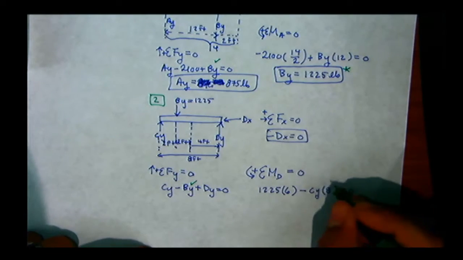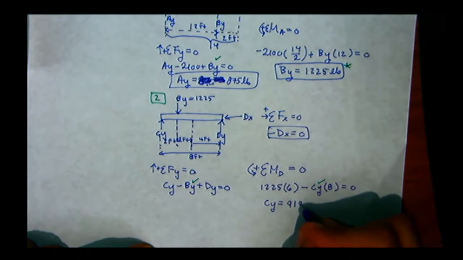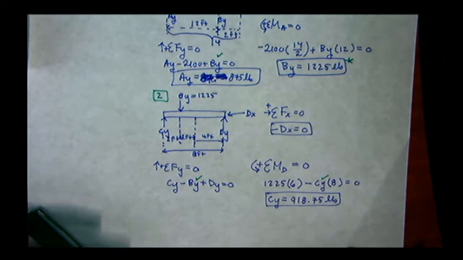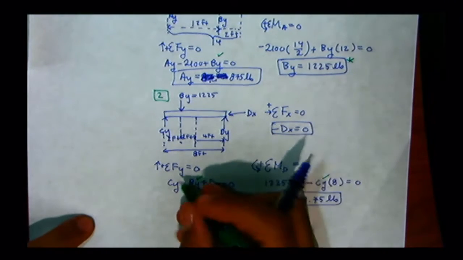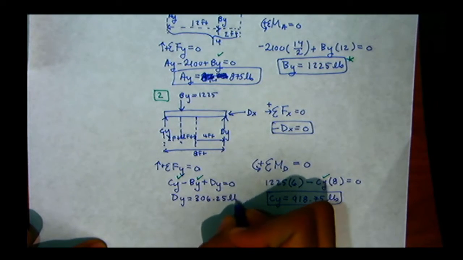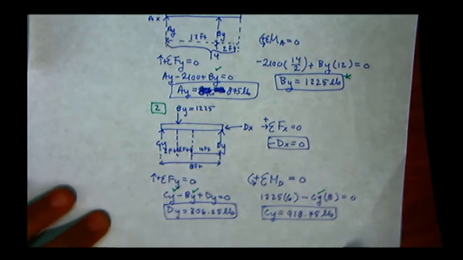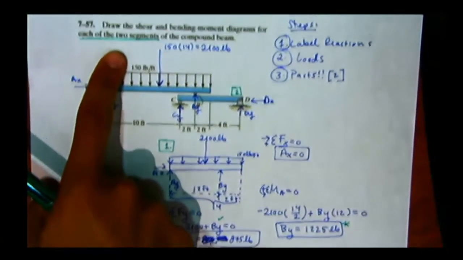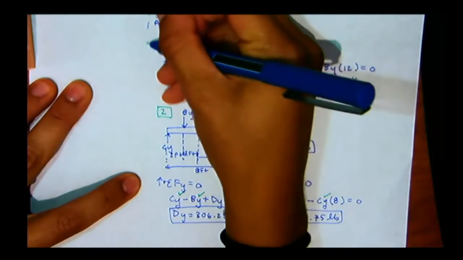So now we know CY. Now we can solve for dy. dy is equal to 306.25 pounds. Right? So we got our first steps done. We took this in 2 parts because I wanted it in 2 different segments. And now we're ready to do our shear moment diagram. So the first one I'm going to do is relating to this first part, the shear moment diagram. Okay?